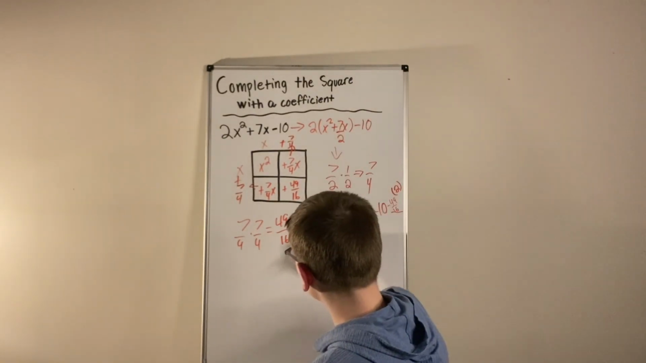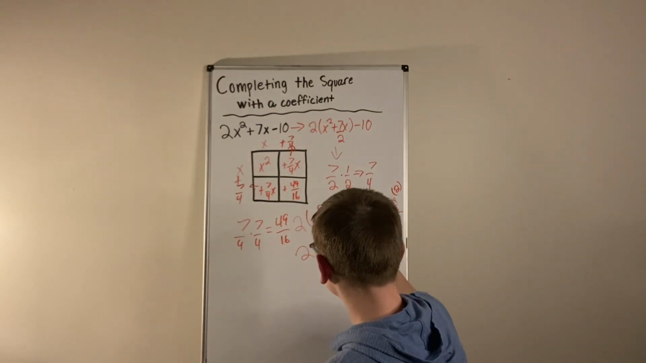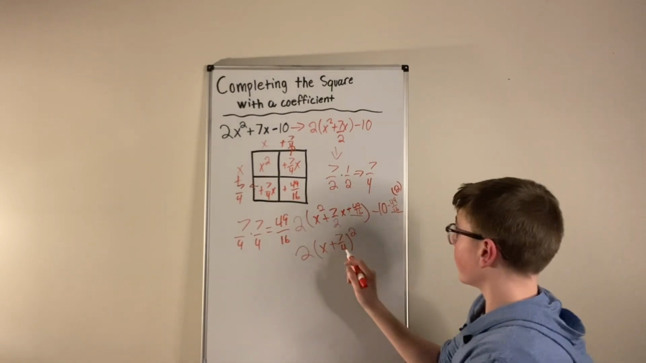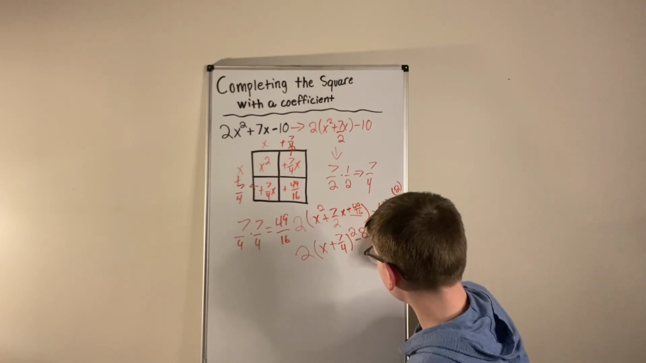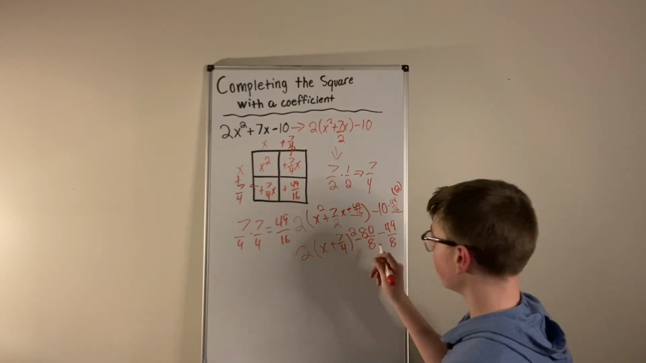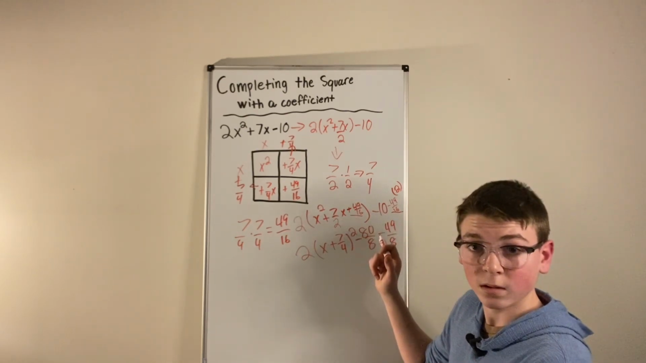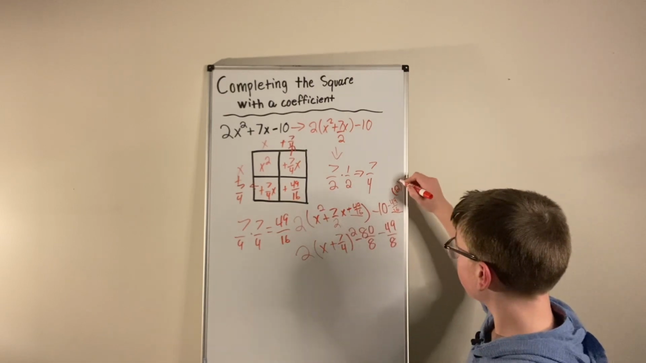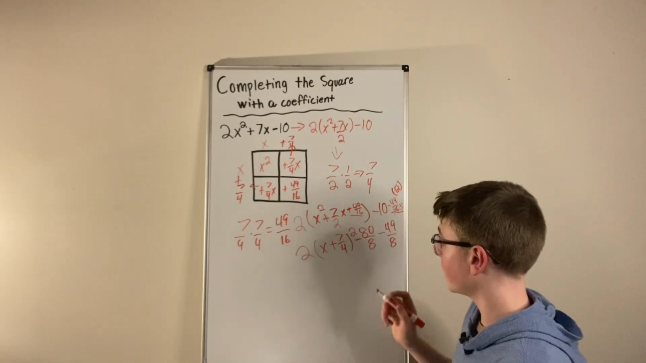So now we have 2 times x plus 7/4 squared, so x plus 7/4 times x plus 7/4. Now we have the square here, minus, let's do 80 over 8. Simplify these denominators because it'll be 49 over 8 here. So we got a common denominator. Now it's negative 80 over 8, which is negative 10, because 80 divided by 8 is 10, and negative 49 over 8, because this 2 and this 16 cancel to make a 49 over 8.